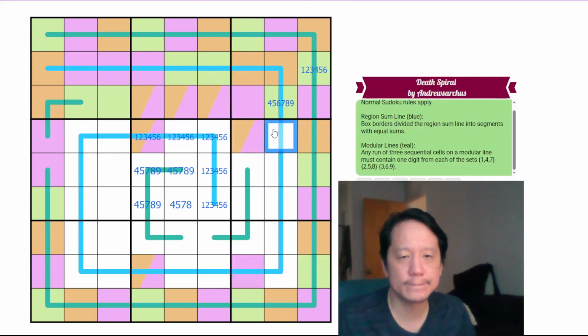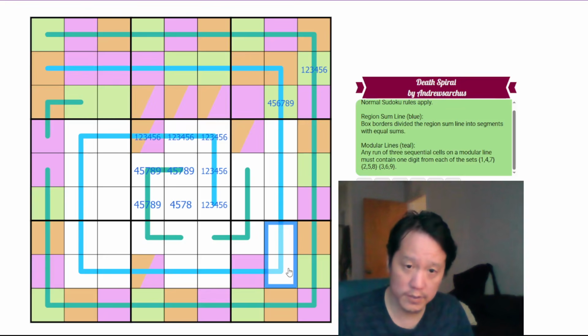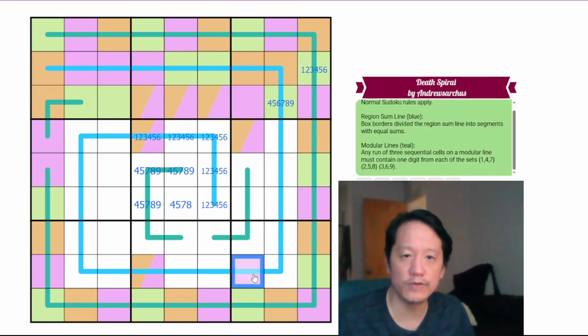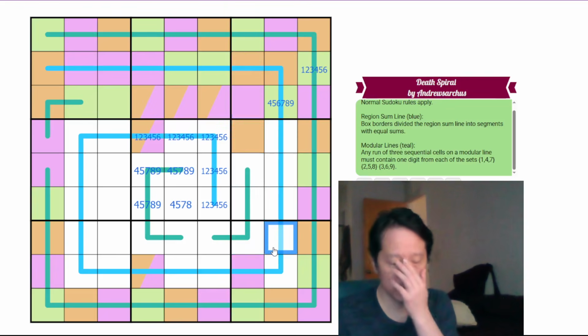And this cannot be a set of orange and green. So we need a pink here. So we're guaranteed a pink here. We have 2 pinks here, which eliminates pink in the rest of the column. So this can't be pink, that's orange. We have 2 oranges there.